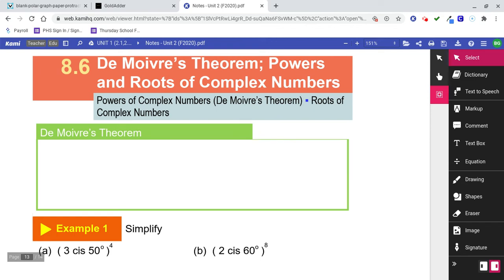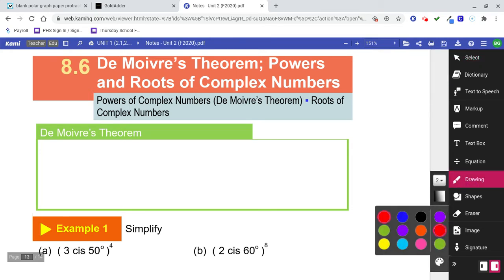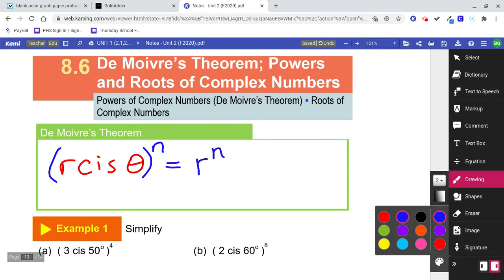8.6, DeMoivre's theorem, powers and roots of complex numbers. We start with DeMoivre's theorem, and it's going to allow us to take a polar vector, r cis theta, to a power. So we want to take a polar vector and raise it to a power. Here's what happens. You're going to take that r number to the nth power, and then you're going to multiply n times theta. Pretty simple.